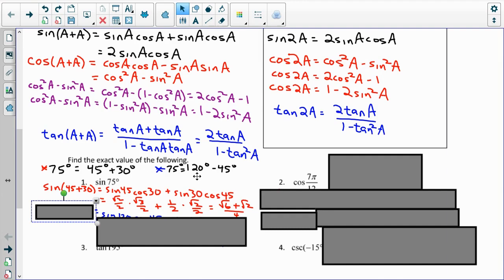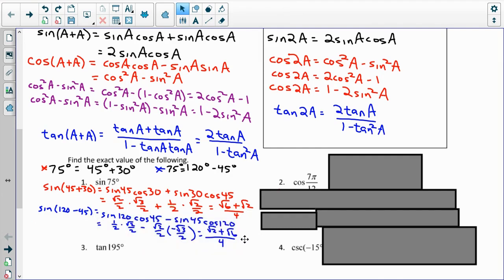If I did it the other way with 120 minus 45, I have sine of 120 cosine of 45 minus sine of 45 cosine of 120. And then sine of 120 is root 3 over 2. Cosine of 45 is root 2 over 2. Sine of 45 is root 2 over 2, and cosine of 120 is negative 1/2. So I end up with the exact same answer, root 2 plus root 6 over 4, except that the commutative property of addition is used in the numerator. So notice I just used separate sines with the same sign. I knew my cosine and sine of 30 and 45, and I got the right answer.